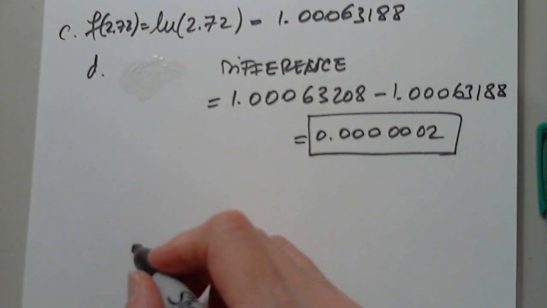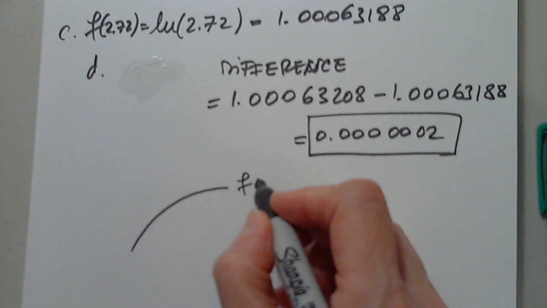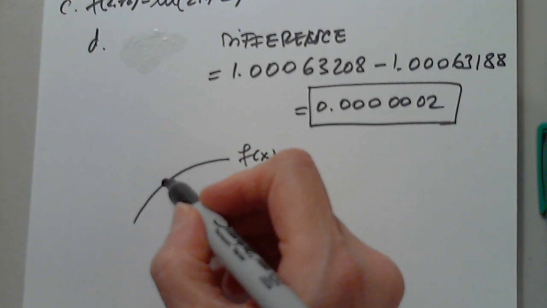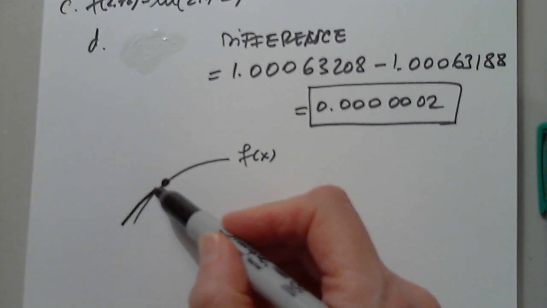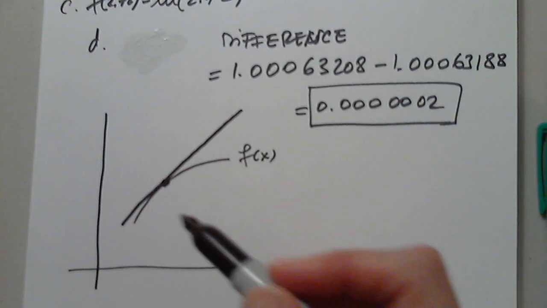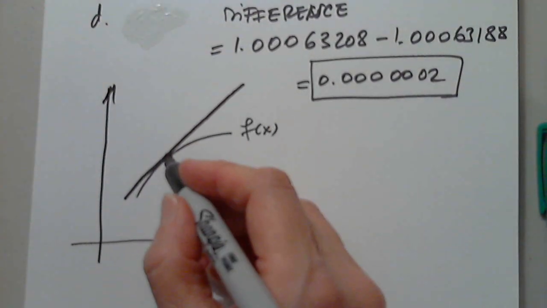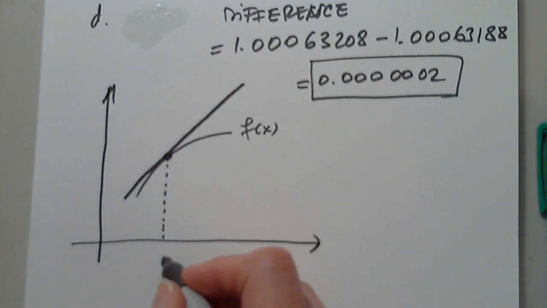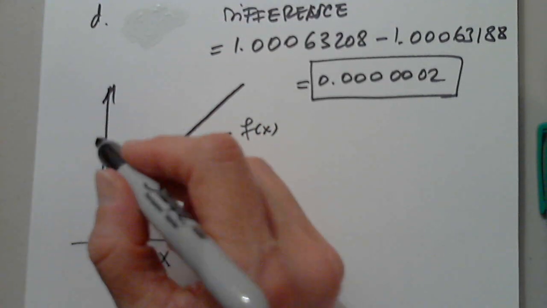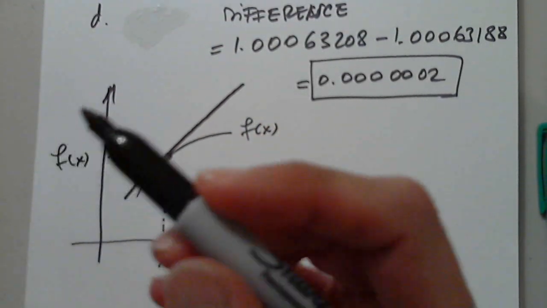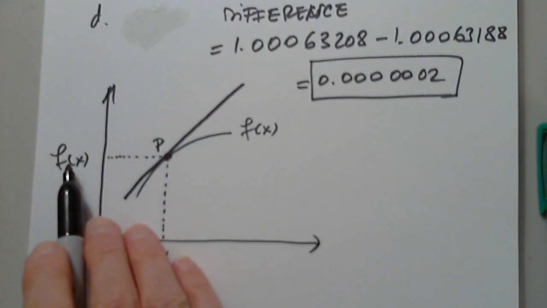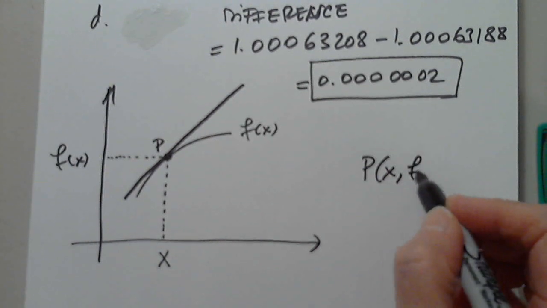Back to our best friend, f of x. Back to our point, back to our tangent. So I'm gonna put everything into a coordinate system. I'm gonna call this x. I'm gonna call this, of course, f of x. So this point is point P, coordinates x comma f of x.